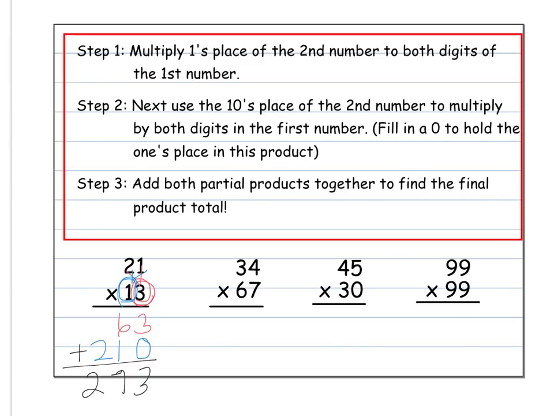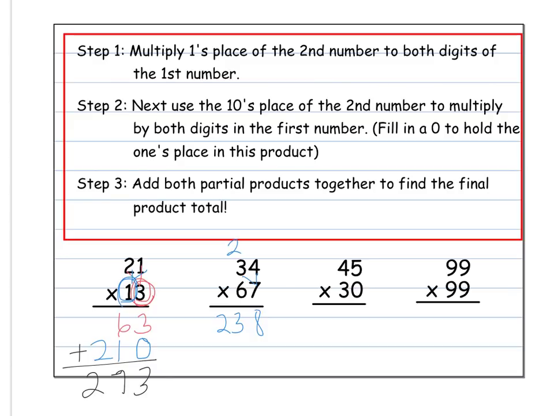All right, so let's try that again on the next one. Start with the 7, multiply it to the 4. 7 times 4 is 28. Put down our 8, regroup our 2. 7 times 3 is 21, plus 2 is 23. So we write down 23.